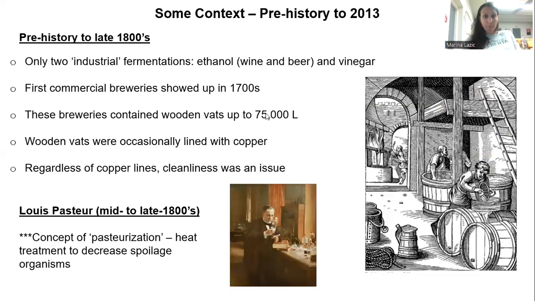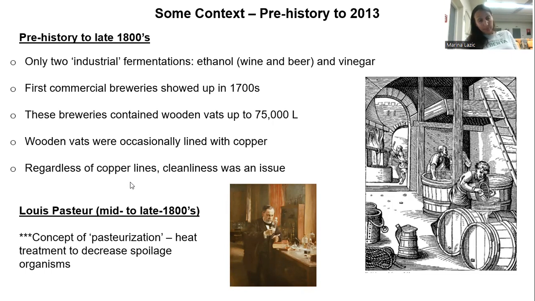Basically, only two industrial fermentations were known before the 1800s. That was ethanol, wine and beer, and vinegar. Both of them are kind of important these days. The first commercial brewery appeared in 1700, and there is a nice ancient picture here. These breweries contained wooden vats up to 75,000 liters, a fantastic amount of alcohol. Those wooden vats were occasionally lined with copper, but regardless, they had a real problem with cleanliness.